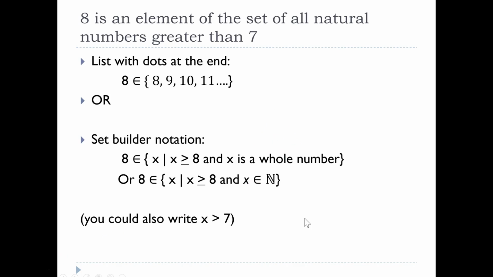That's it for this slide, part 1. In part 2, we're going to talk about subsets, and we're going to bring it all together.